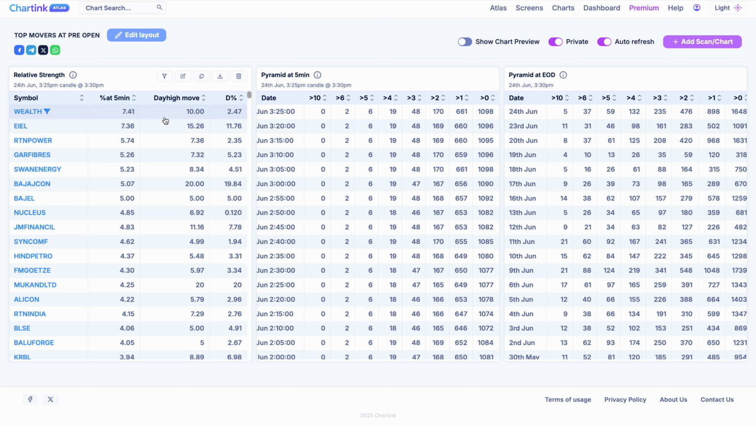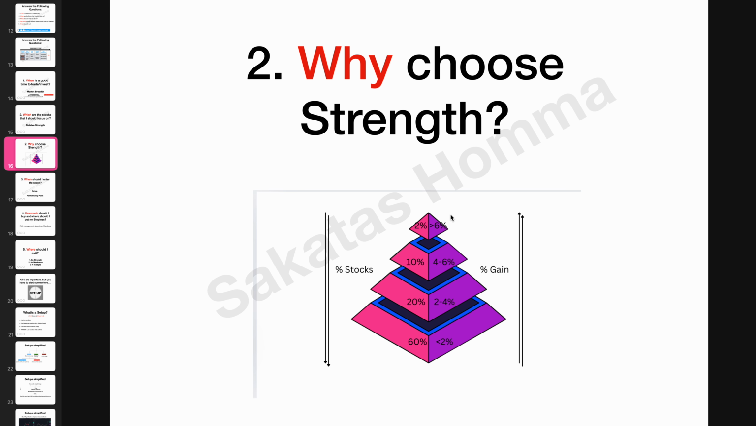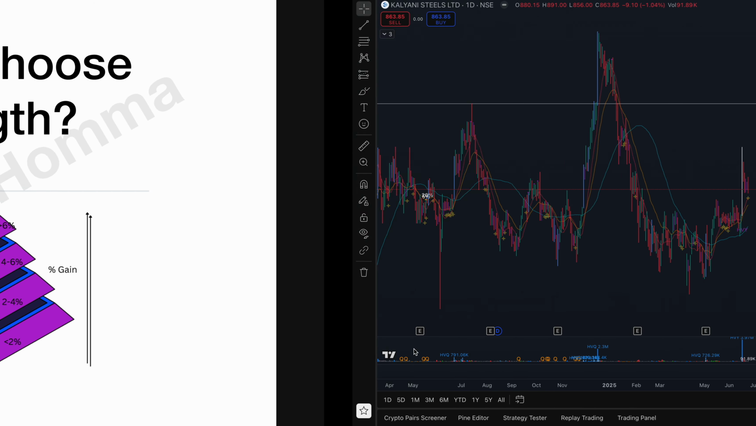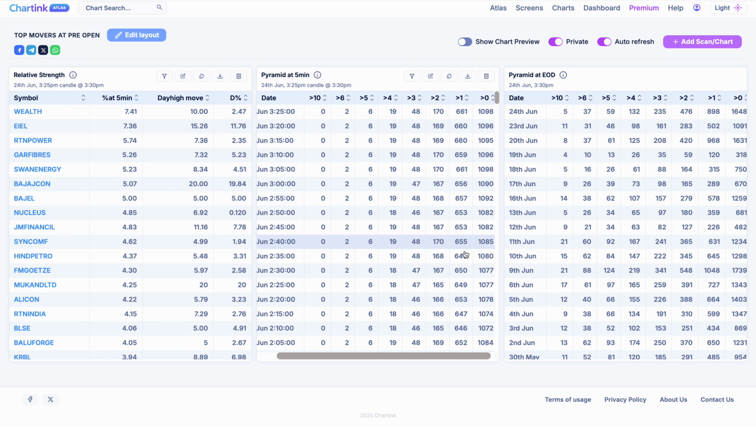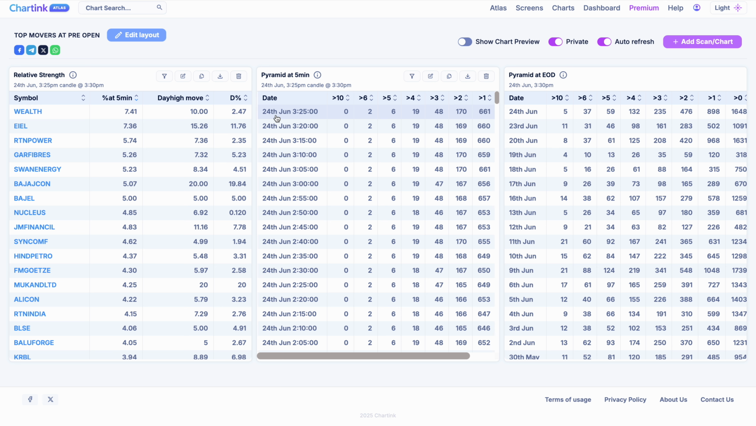But mota mota, the percentage of you getting a winner here is way higher, and that is what I wanted to show you with this pyramid. See, on any given day, this holds true: the percentage of stocks which do anywhere below 2% will be 60% of the names. Again, I have the data for this. So you see, this is for today, 24th.